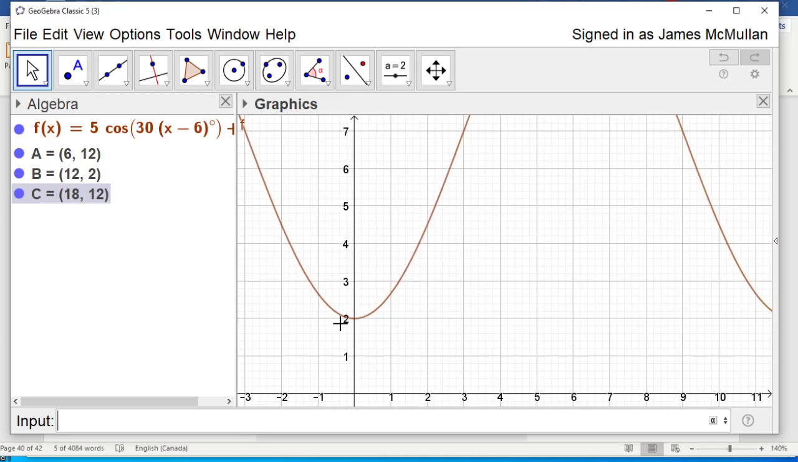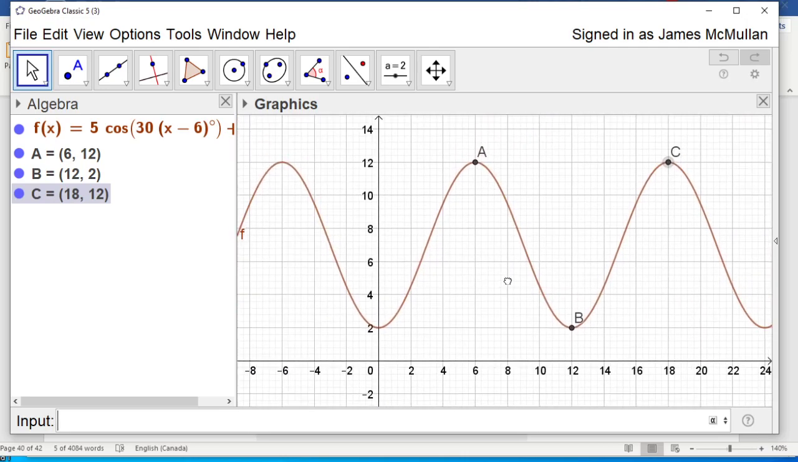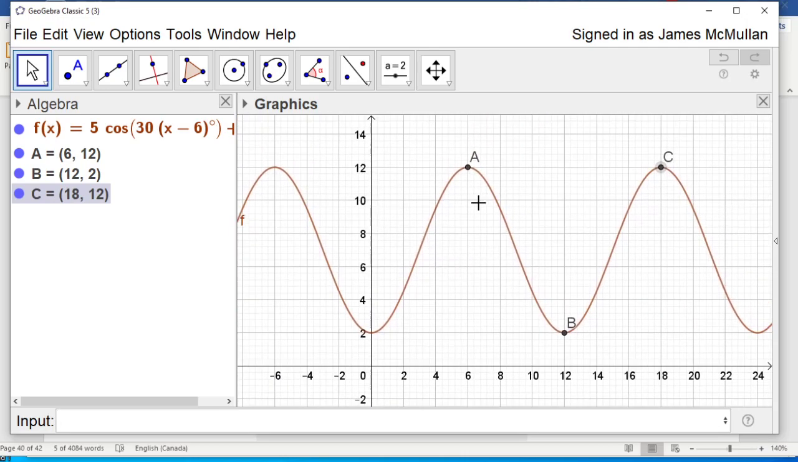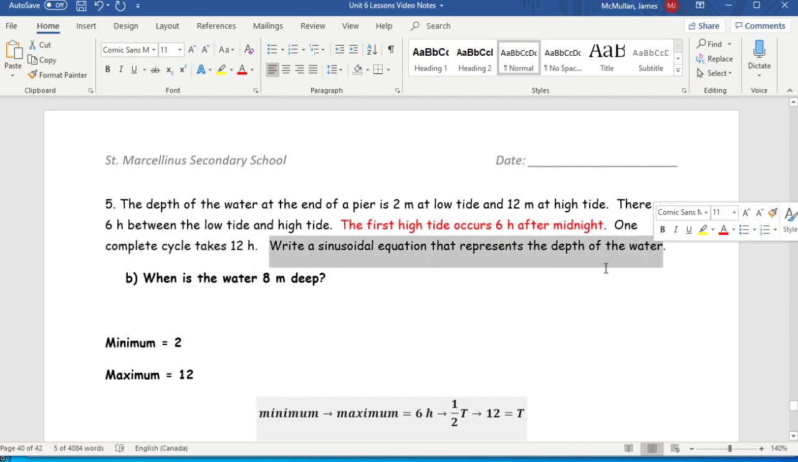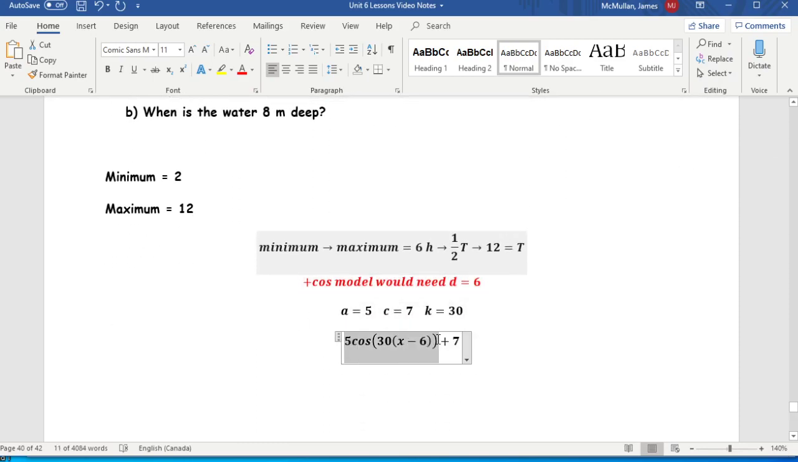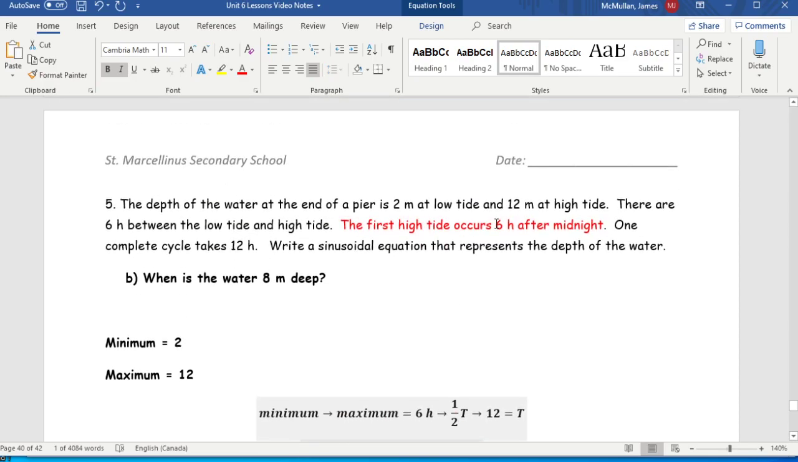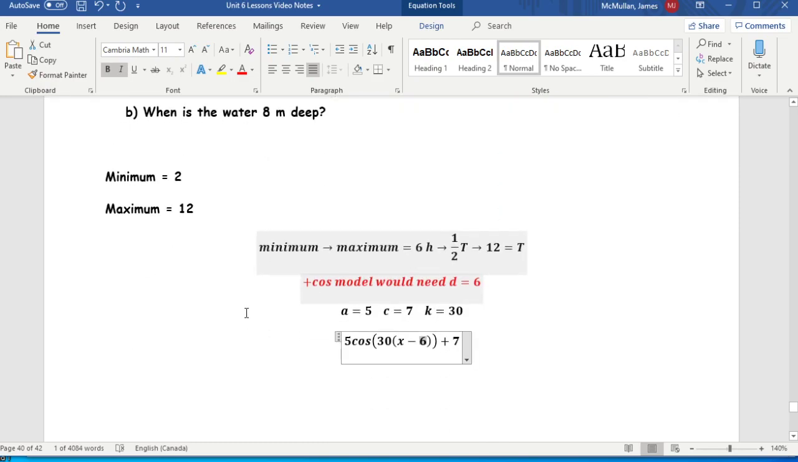You could see a negative cos model would also have worked here very nicely. But anyway, it doesn't matter. This model will work fine. So write a sinusoidal equation that represents the depth of the water. We've done that. We used a positive cos. We found this from the period, this from the min and max, this from the min and max, and we chose a positive cos because we knew where a maximum was, and that's easy.